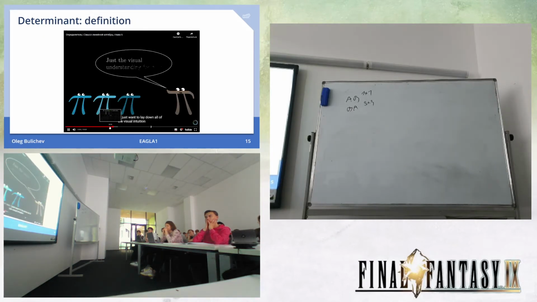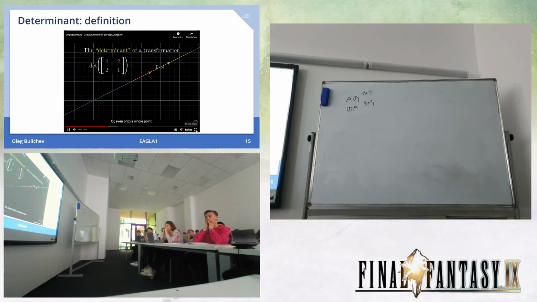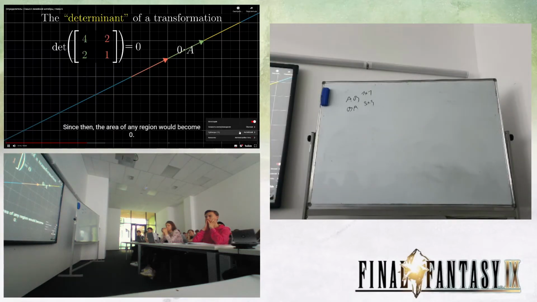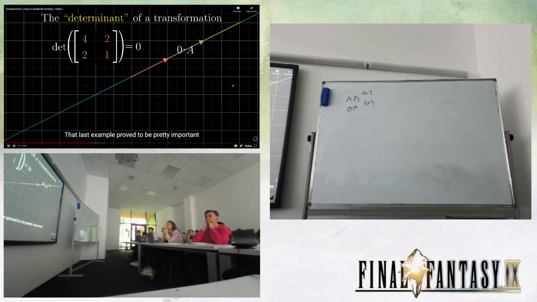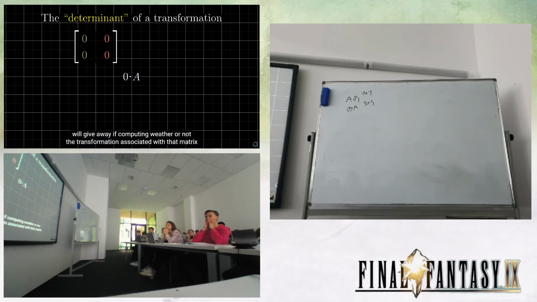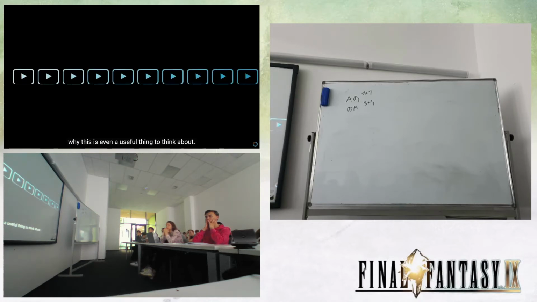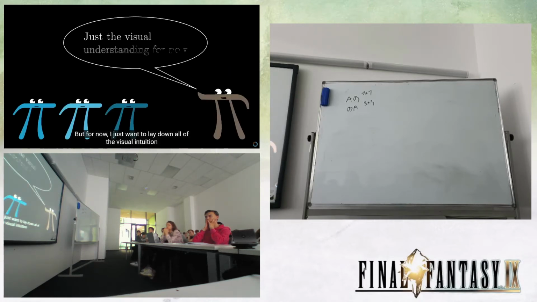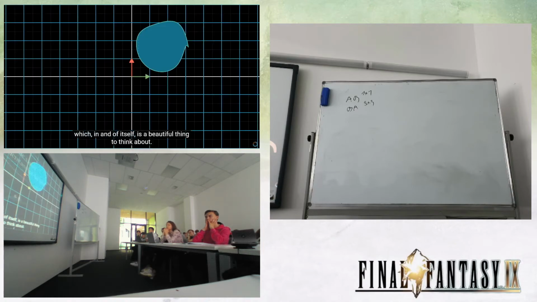But for now, I just want to link to a line, or even onto a single point, since then the area of any region would become 0. That last example will prove to be pretty important. It means that checking if the determinant of a given matrix is 0 will give a way of computing whether or not the transformation associated with that matrix squishes everything into a smaller dimension. You'll see in the next few videos why this is even a useful thing to think about, but for now I just want to lay down all of the visual intuition, which in and of itself is a beautiful thing to think about.